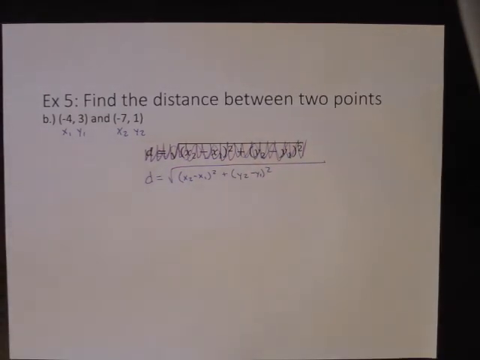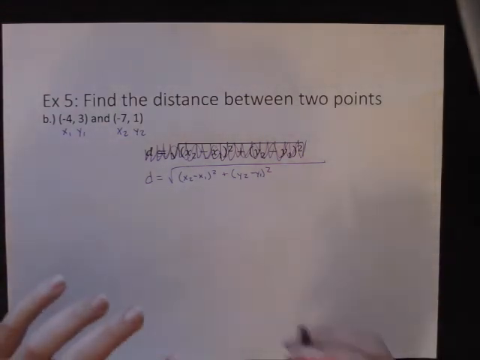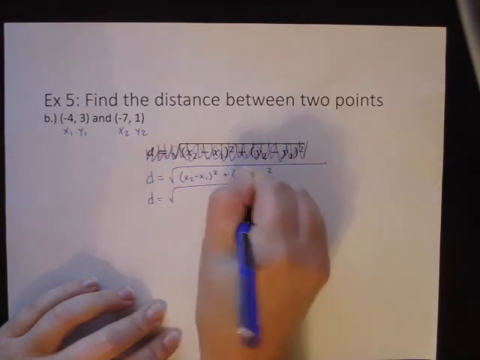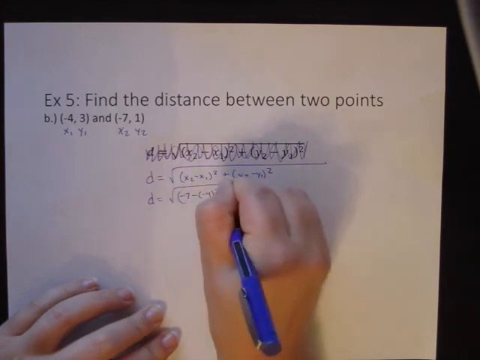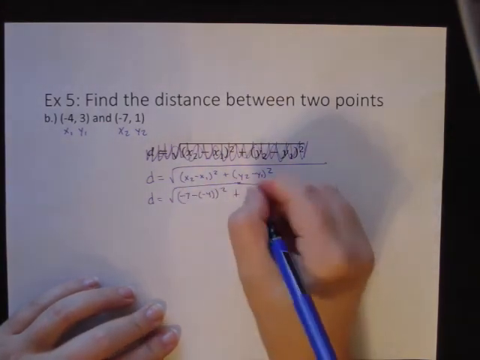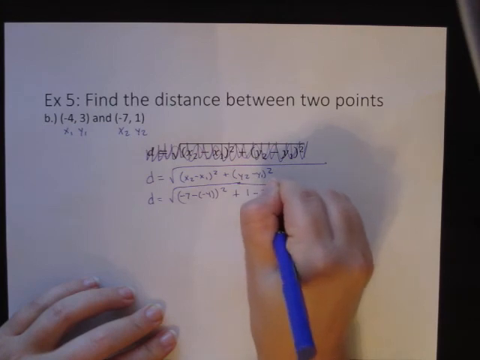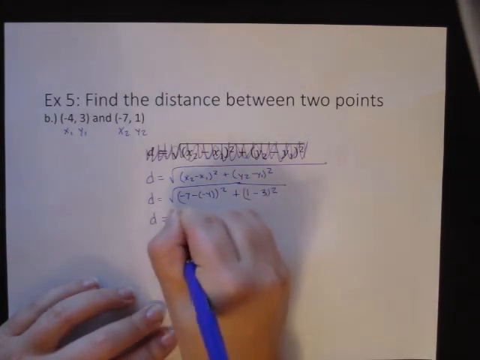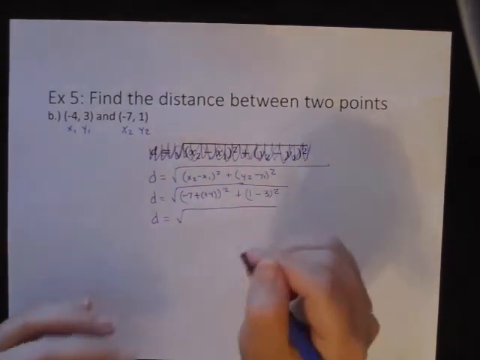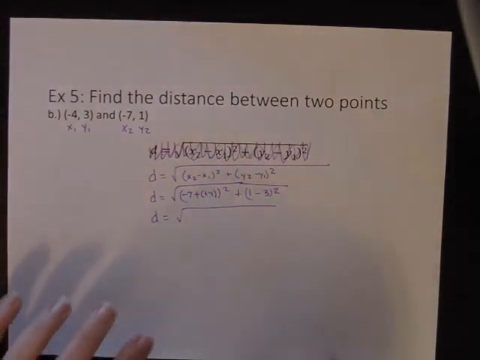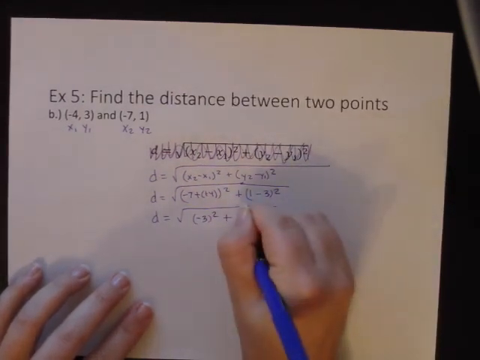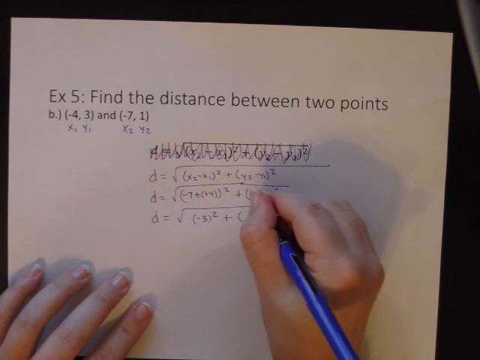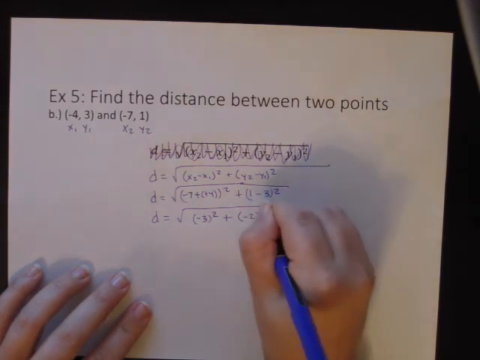So I take the difference of my x's, square that value, plus the difference of my y's, and I square that value. Then all I have to do is plug and chug. So I take the square root of negative 7 minus negative 4, parentheses squared, plus 1 minus 3, parentheses squared. Change, change, so negative 7 plus 4 is going to be a negative 3, parentheses squared, plus 1 minus 3 is negative 2, parentheses squared.